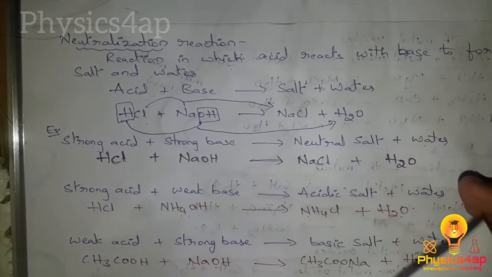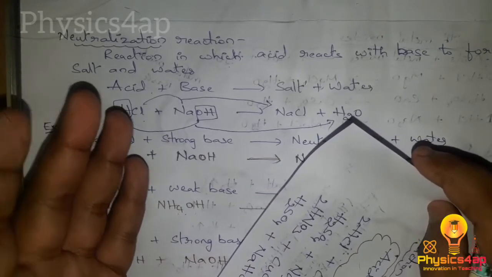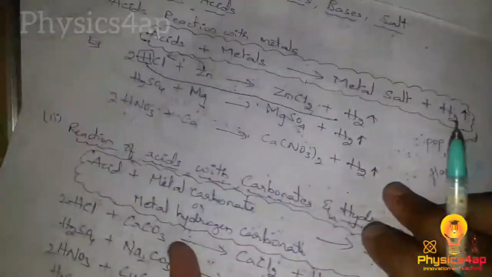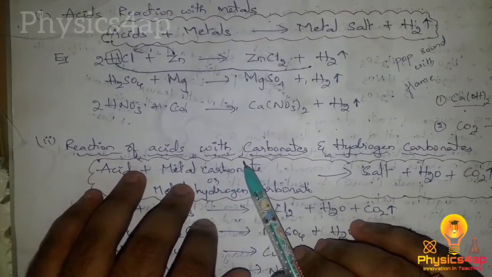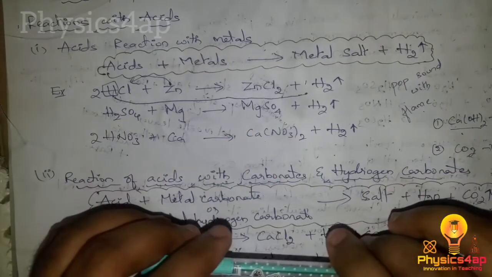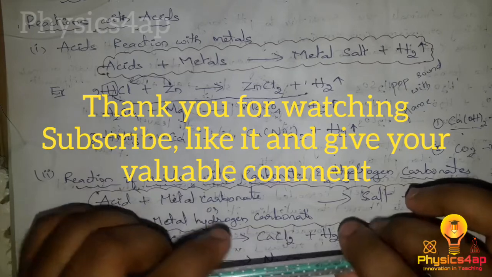So now we have seen a video on the reaction of synthetic indicators, and we have seen the chemical reaction of acids with metals, and the reaction of acids with metal carbonates. Any doubts regarding the chemical reactions or equations, please give your valuable comment. Your doubts will be clarified.